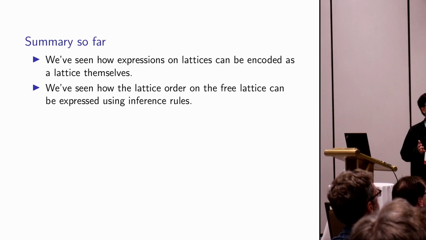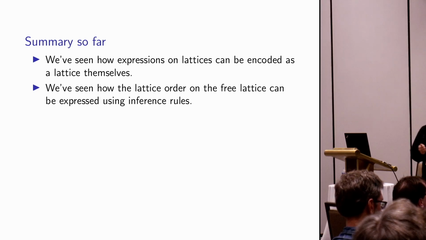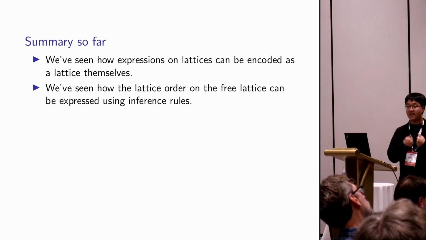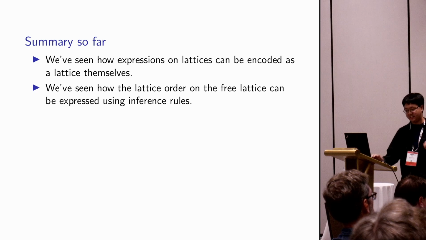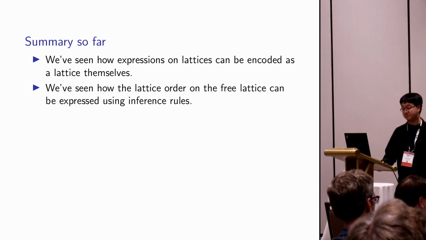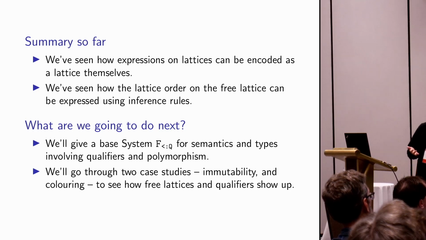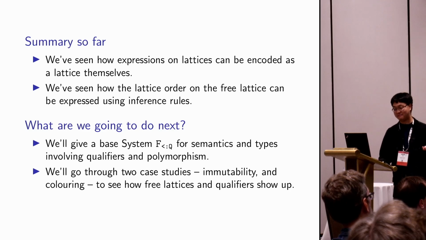So what have we seen so far? Well, we've seen how expressions on lattices can be encoded as a lattice themselves, and we can see how the lattice order on the free lattice can be expressed using type inference rules that are really familiar to us. So we can use this to build a base system that you can reuse as a basis for other systems involving qualifiers and polymorphism, and I'll show you how to do so. They're also in the paper.